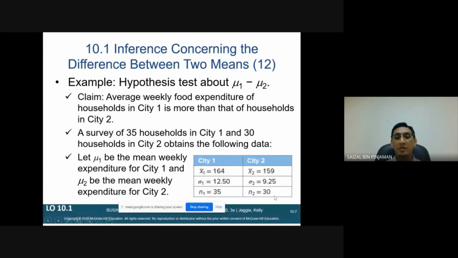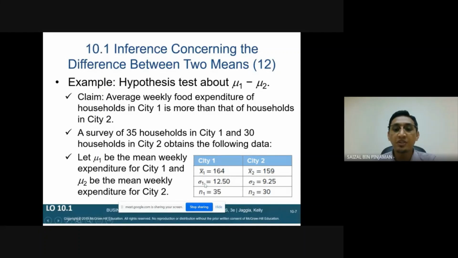So here we have an example, and information for city 1. The sample obtained an average value that is equal to 164 for the food expenditure, while the average expenditure based on the sample gathered for city 2 is equal to 159.